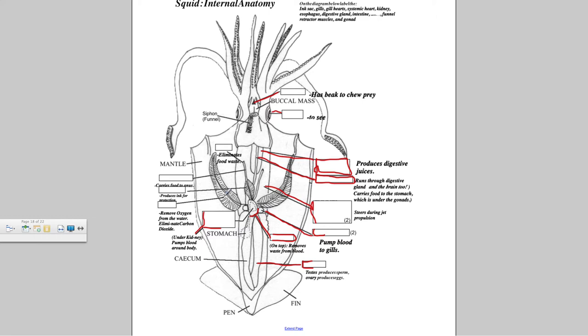All right. These things here on both sides, this one and this one, these are what? They look like feathers. What are these things, Maria? Gills, thank you. They don't have lungs, they have gills. So it removes oxygen from the water and eliminates carbon dioxide.